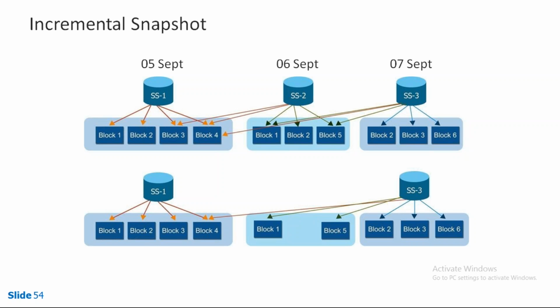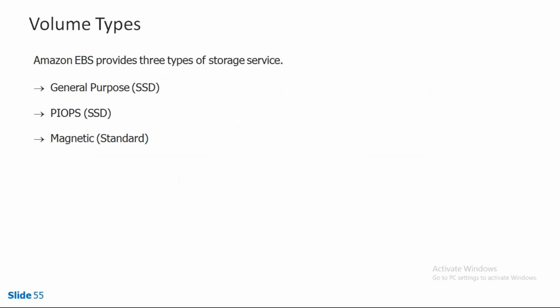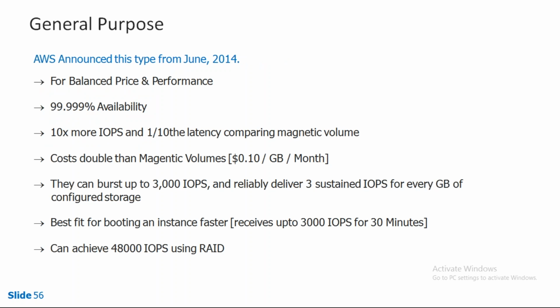This is important. When a snapshot is taken, what type of snapshot is taken? You have to say snapshots are always incremental. Then volume types. This is what we have discussed, different types of volumes. Amazon EBS provides 3 types of storage services based on the throughput or access to the data. That's general purpose SSD, provisioned IOPS SSD, then magnetic, which is a standard volume. We have seen what the purposes and uses are here.